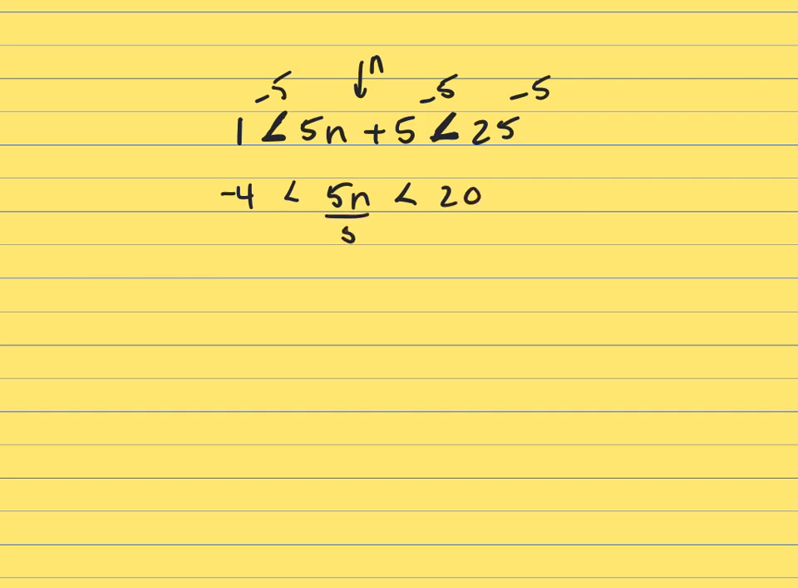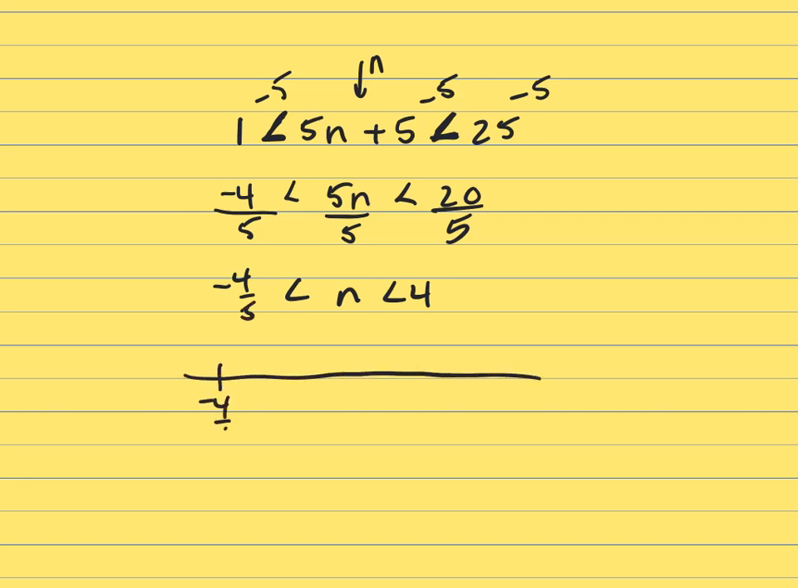And now you want to divide everything by 5. So now you're left with n in the middle and a -4/5. And if I looked at the number line, -4/5, of course, this means everything in between those two numbers. That's what this inequality means.